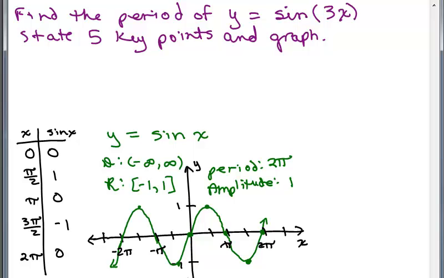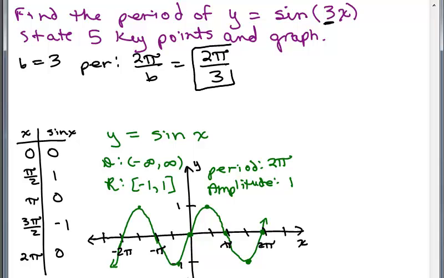Alright, now there are a couple ways of getting the period. You can use the formula, which is you take the coefficient of x, which is 3, and that's b. So we have b equals 3, and the period for sine will be 2 pi over b. So in this particular case, it would be 2 pi over 3. So that would be the period for this graph.